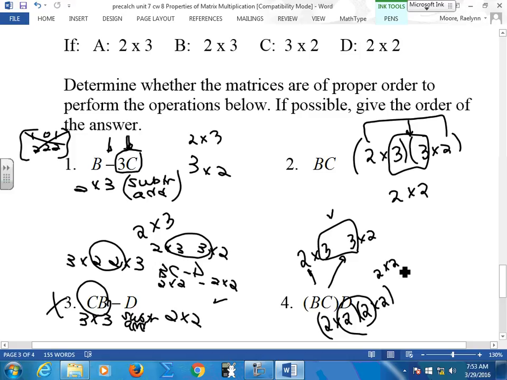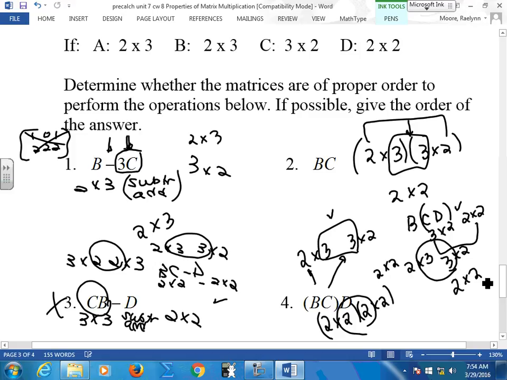Okay, let's change this for the associative property. So instead, let's do this. Let's see if that associative property really works. So C is a 3 by 2. D is a 2 by 2. So far, so good. And what will my result be? 3 by 2. And B is a 2 by 3. So can I do that? Yep. So does the associative property work? Yep. The associative property does, but not the commutative property.